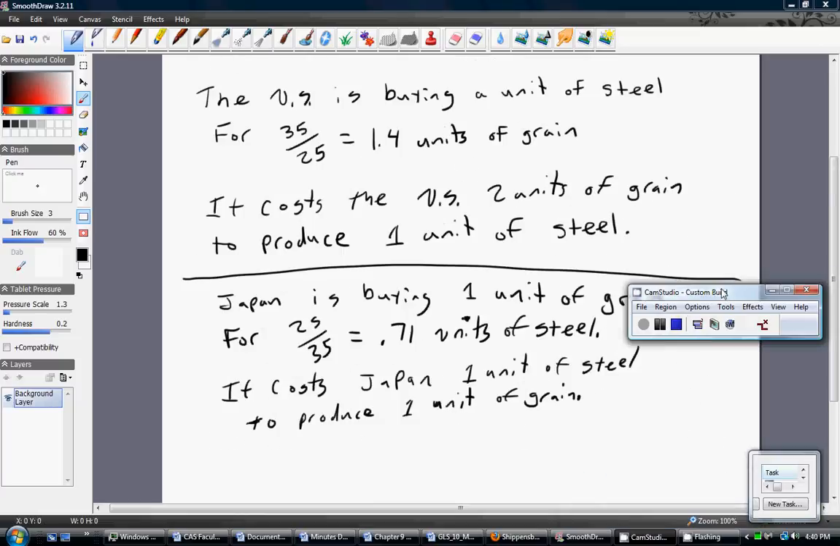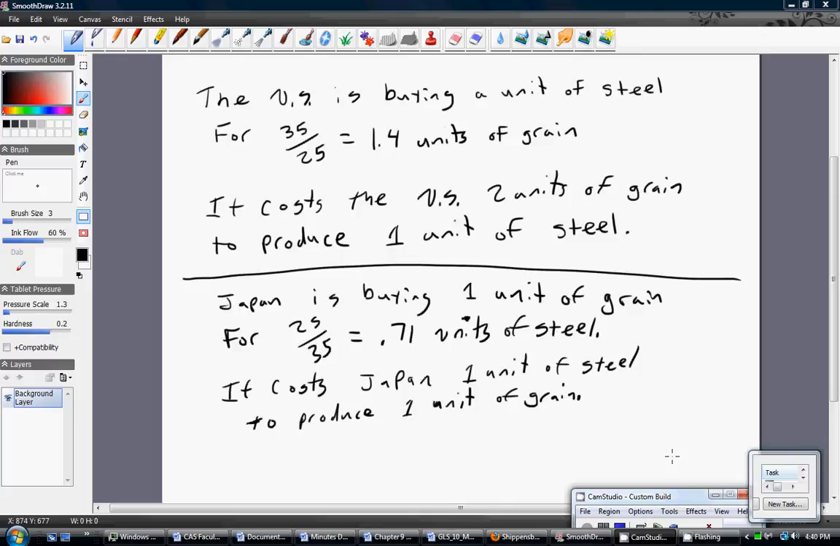The last thing I want to do in highlighting the benefits of trade is to show you that the U.S. is buying a unit of steel for 35 divided by 25, what you give up divided by what you get, or only 1.4 units of grain. So the U.S. is buying a unit of steel, in essence, for 1.4 units of grain. If the United States was self-sufficient and didn't trade, it would cost the United States 2 units of grain to produce 1 unit of steel. So the United States is clearly benefiting from this. It's cheaper for the United States simply to buy steel from Japan than to produce it for themselves.